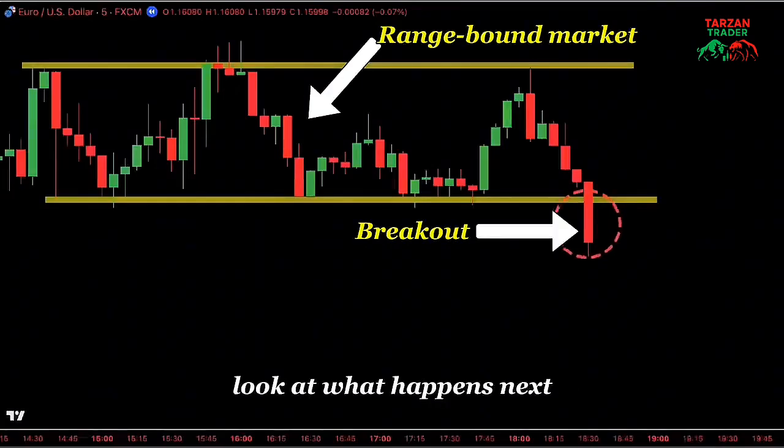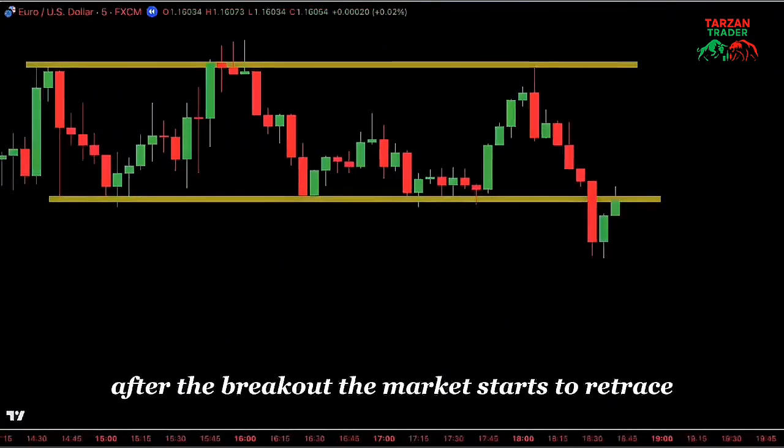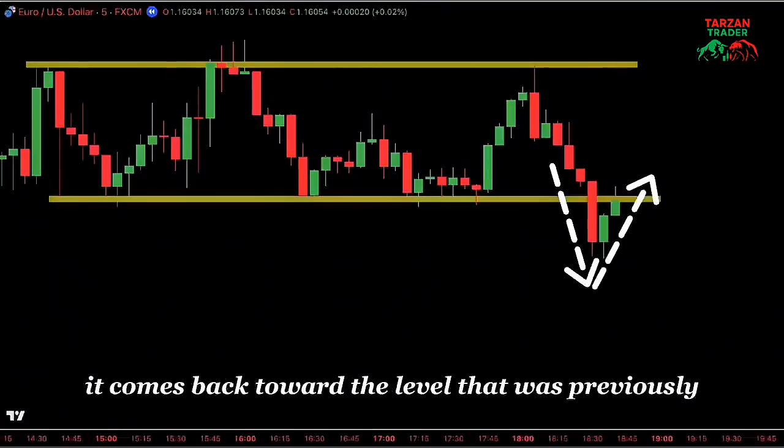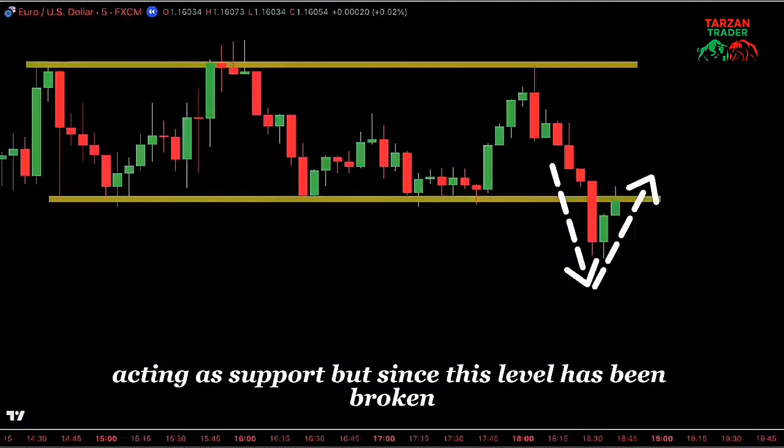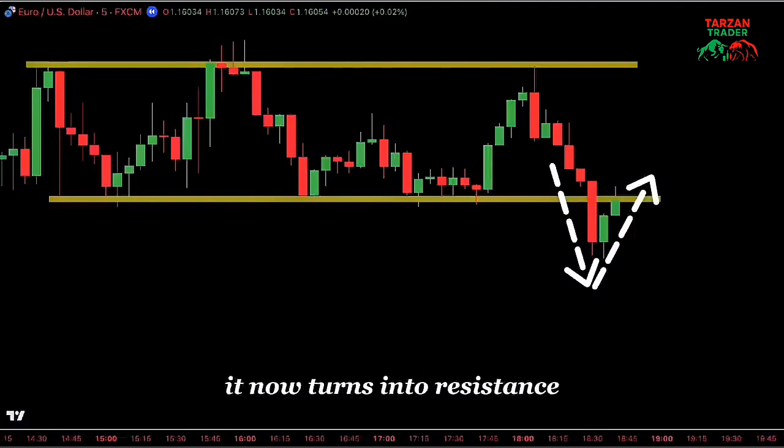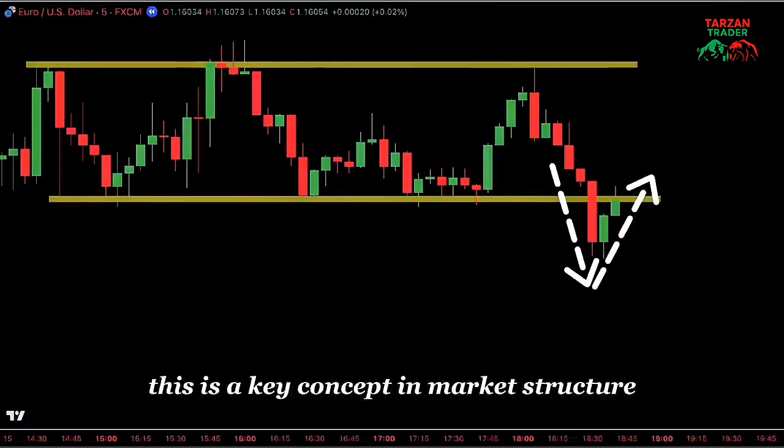Look at what happens next. After the breakout, the market starts to retrace. It comes back toward the level that was previously acting as support. But since this level has been broken, it now turns into resistance. This is a key concept in market structure.